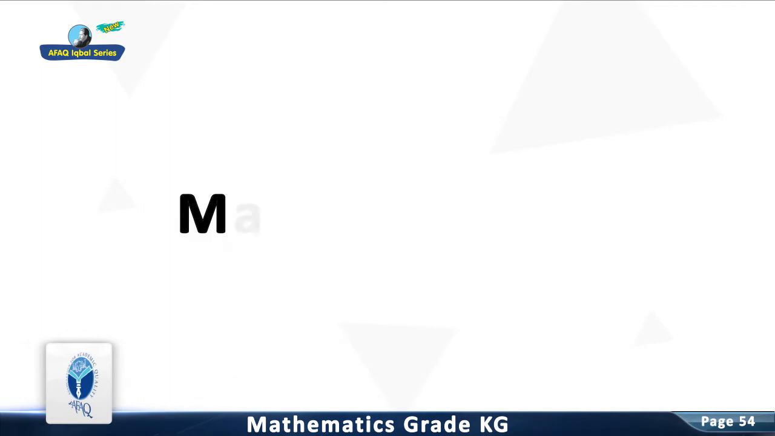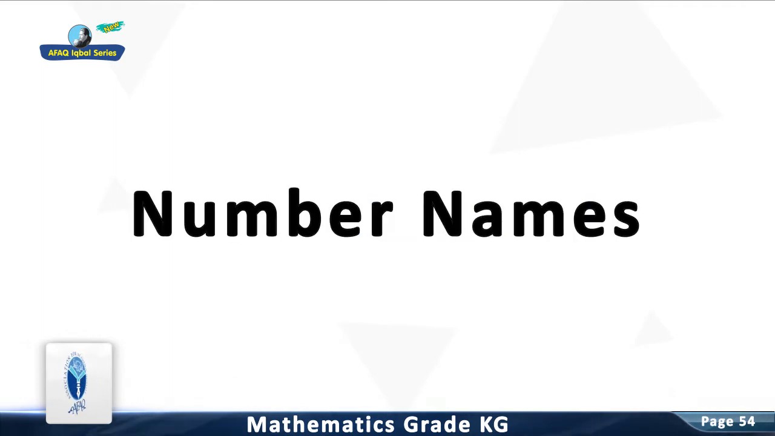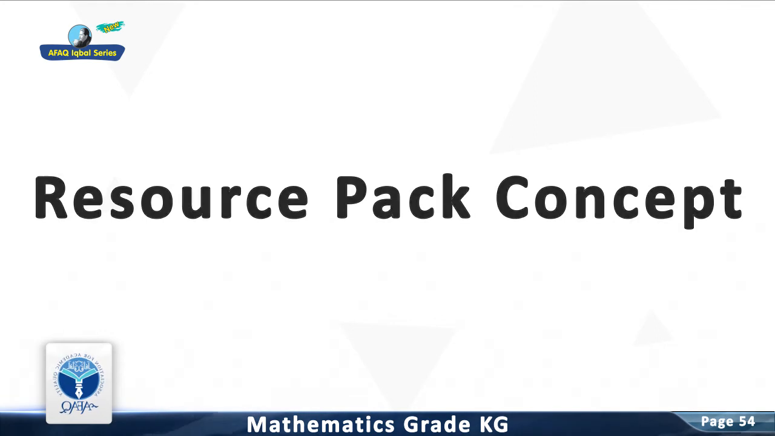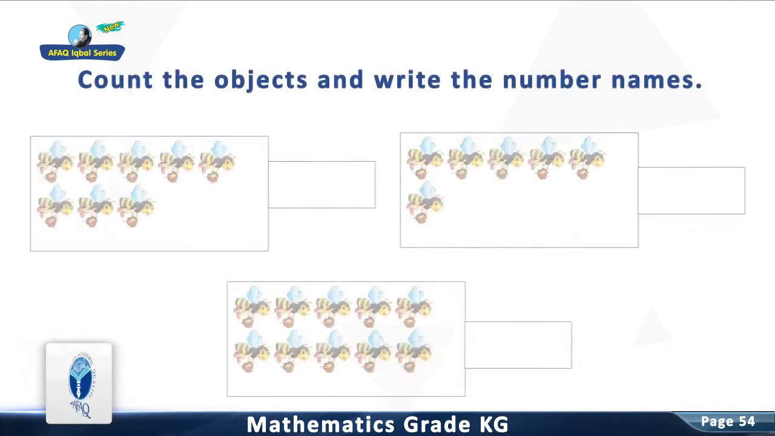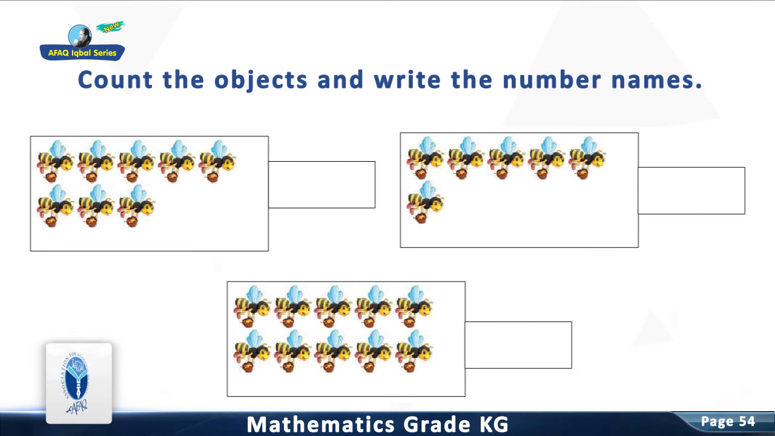Now we move to the next major concept, number names. Resource pack concept: count the objects and write the number names. Let's start. Count the number of honeybees and write the count name. Good. It is 8 honeybees. So write the name of 8. Good. It is EIGHT 8. Now count the honeybees and write the number name.